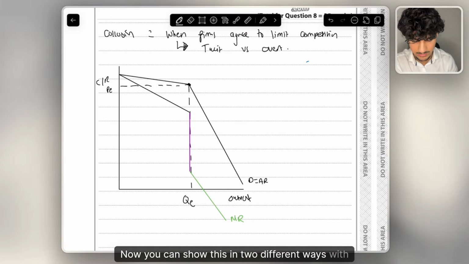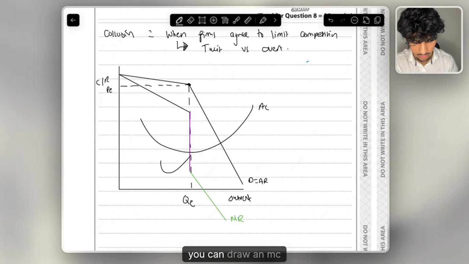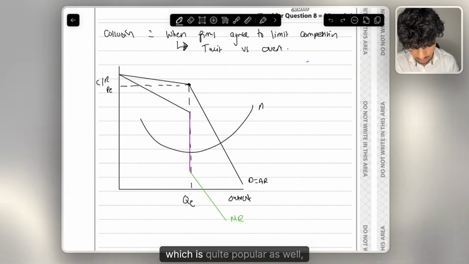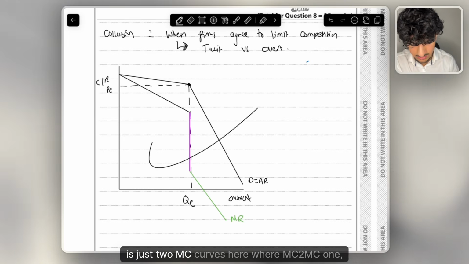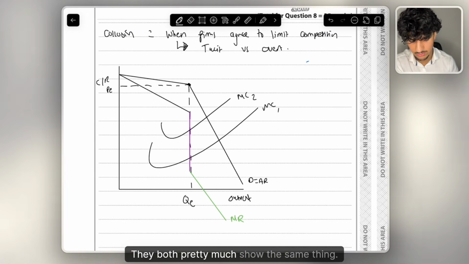Now, you can show this in two different ways. You can draw an AC, you can draw an MC, or what you'll see a lot, which is quite popular as well, is just two MC curves here, MC2 and MC1. Both of them work. They both pretty much show the same thing.